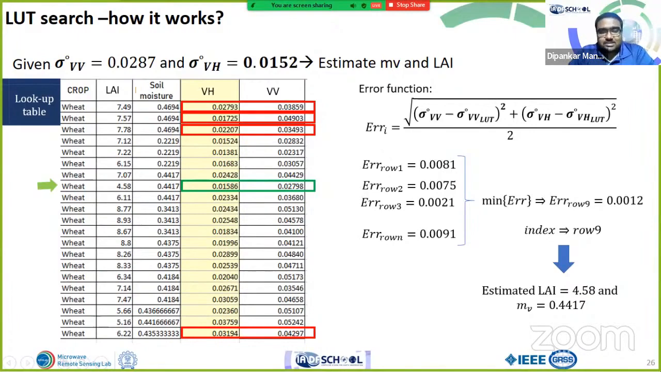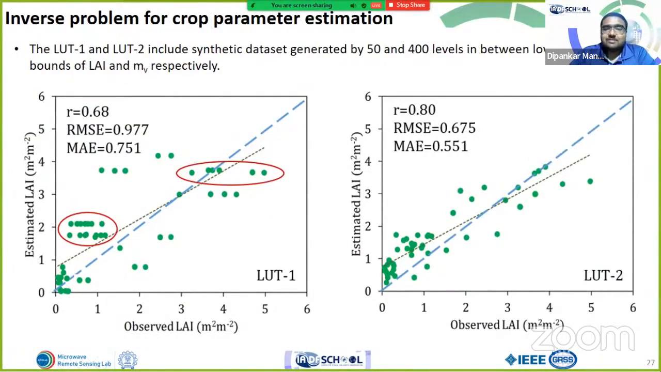Now, there is an issue with this lookup table approach. Let's say if we have a limited number of combinations of LAI and soil moisture, we can get trapped in the situation of the first case where we have the saturation lines. So if you have a given observed backscatter, you still have a fixed range of estimated LAI at 2. And similarly, you can see it is arising around 4. So this is the issue when we have different levels of parameter combinations. If instead of 50 levels we take 400, we can see the error function is reduced, although this is more computationally intensive.